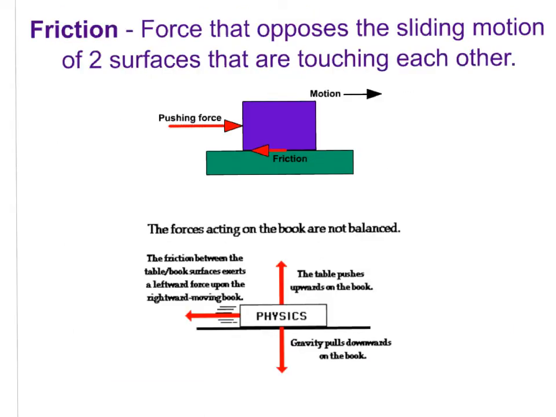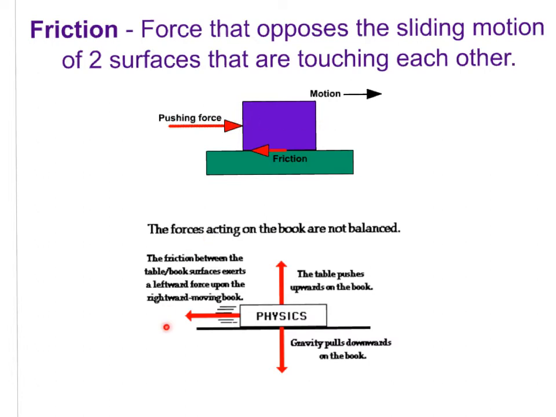Now let's take a look at friction. You've all heard of friction. What is friction anyway? Friction is a force, and it is a force that opposes the sliding motion of two surfaces that are touching each other. If we have something, a block sitting on the table, and you exert a force to push that block, there is another force called friction opposing it. In the opposite direction, it is opposing that motion.